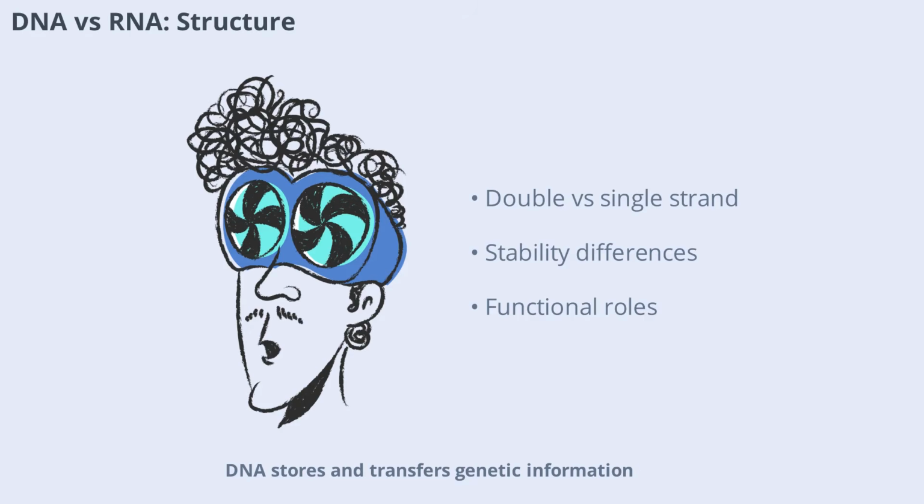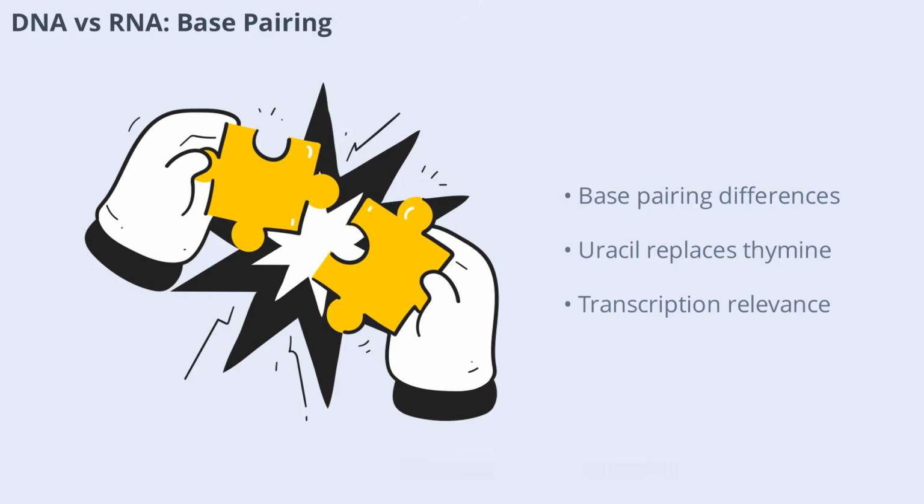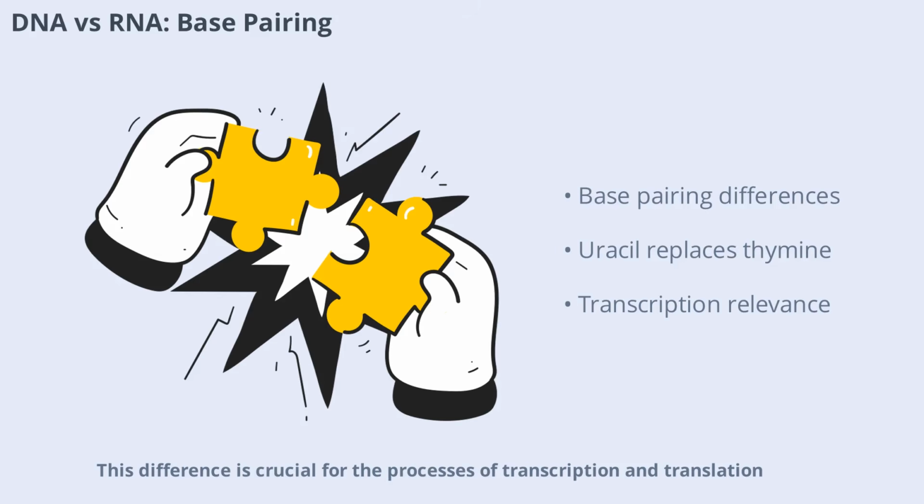DNA stores and transfers genetic information, while RNA directly codes for amino acids and acts as a messenger. DNA uses the bases adenine, thymine, cytosine, and guanine, while RNA uses adenine, uracil, cytosine, and guanine. Uracil replaces thymine in RNA and lacks a methyl group. This difference is crucial for the processes of transcription and translation.